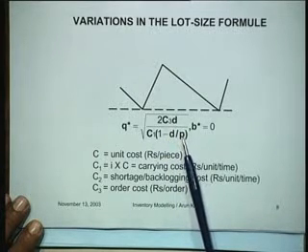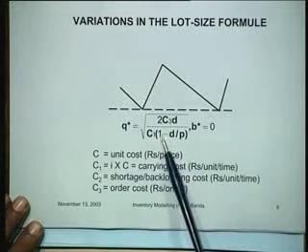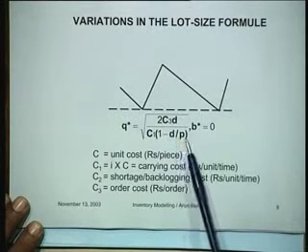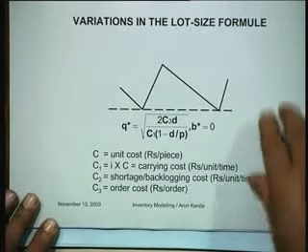Notice that if the production rate is infinity, that means this is a vertical line as before, then this particular factor D by P would become simply 0, and so this reduces to the earlier formula that we had for the classical lot size formula. So this was a production situation without backlogging.